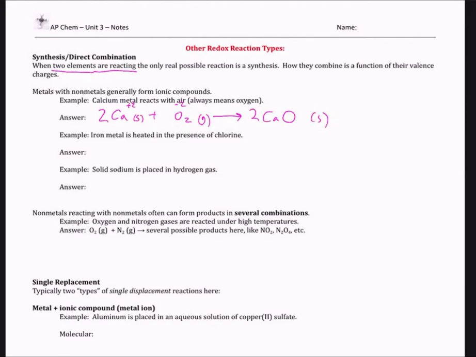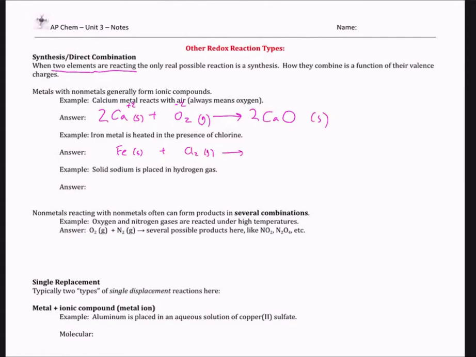Okay, let's try another one. Iron metal is heated in the presence of chlorine. Chlorine is another diatomic element. The other thing you should know about chlorine from the periodic table is that it's color-coded red. If the element is red on the periodic table, what does that mean? It's a gas, yes. So Fe, solid, plus Cl2, gas.